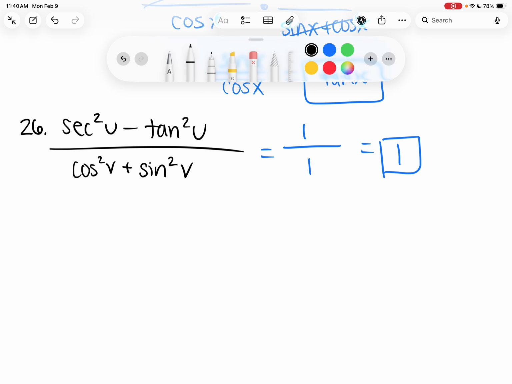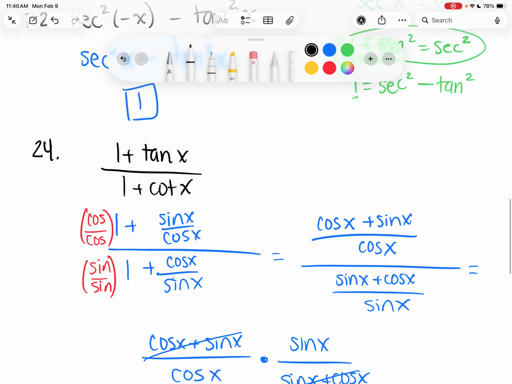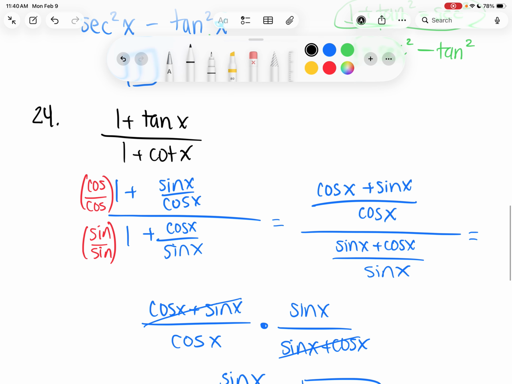So like on number 24, is 1 plus tangent x equal to sine x? We went from 1 plus tangent x over 1 plus cotangent x, and then we got sine x over cosine x. Does that mean that 1 plus tangent x equals sine x? Not necessarily. That's just the way that we rewrote it. Okay.